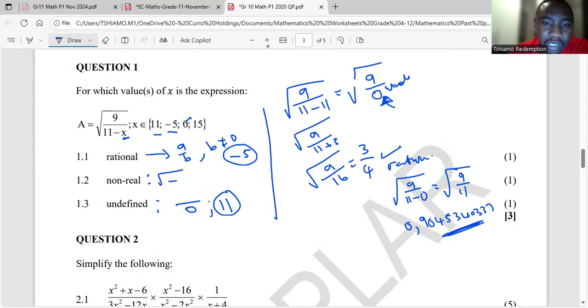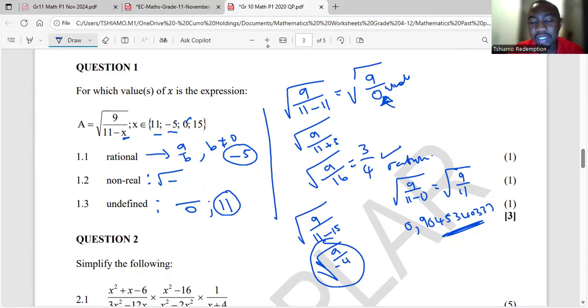And then let's look at the last one. 9 over 11 minus 15, which will be 9 over, what is 11 minus 15? It will give you -4. -4 at the denominator. Can you see we have a negative inside? Press this on the calculator, it will be non-real. So this will be 15. So these are the numbers. If I put these numbers in, I would get rational, non-real, and undefined.